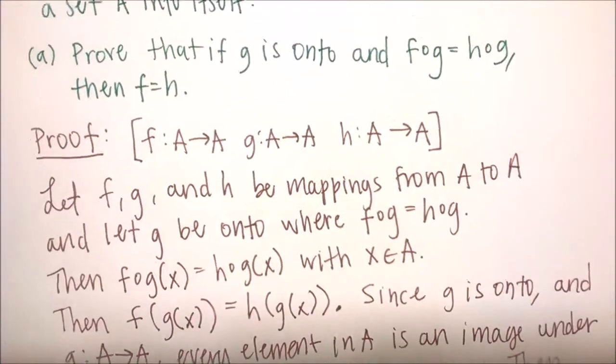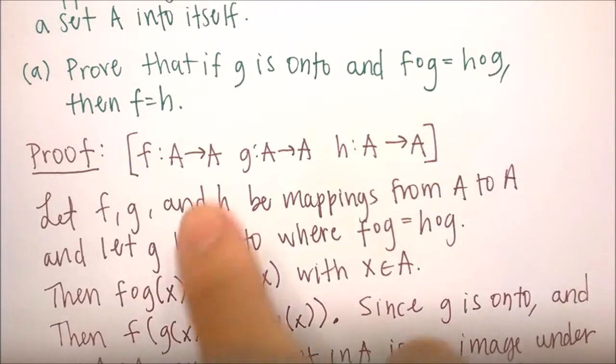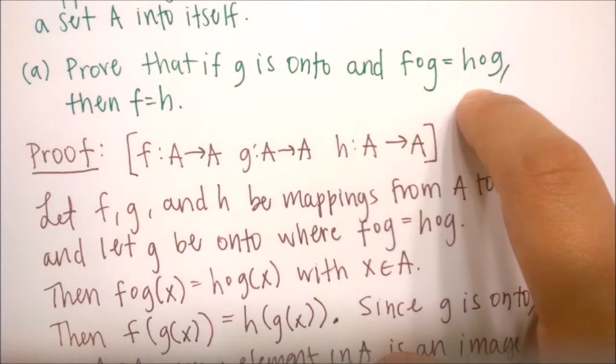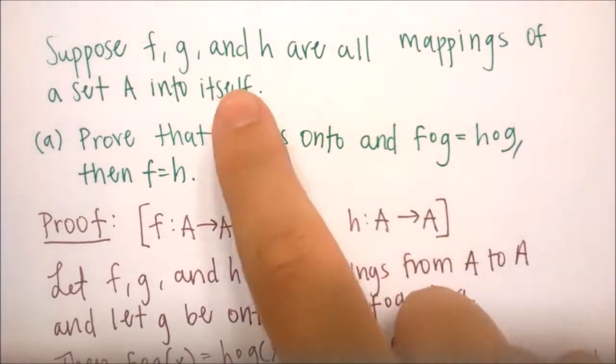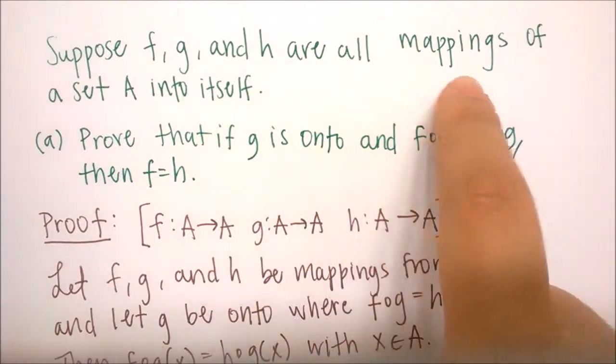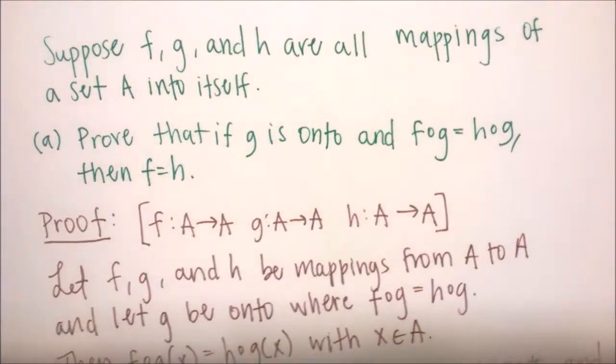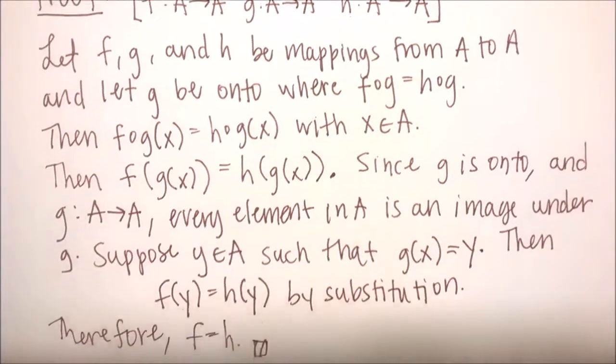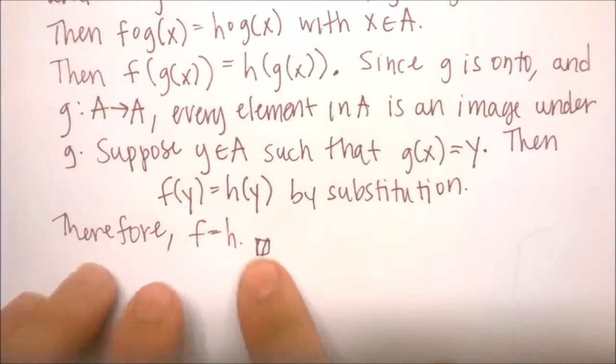So we took our knowns, we took that G is onto, we took that these compositions were equal, and we took the fact that G is a mapping of a set A onto itself, and we just rewrote it and used our assumptions, and we're able to conclude that F equals H.